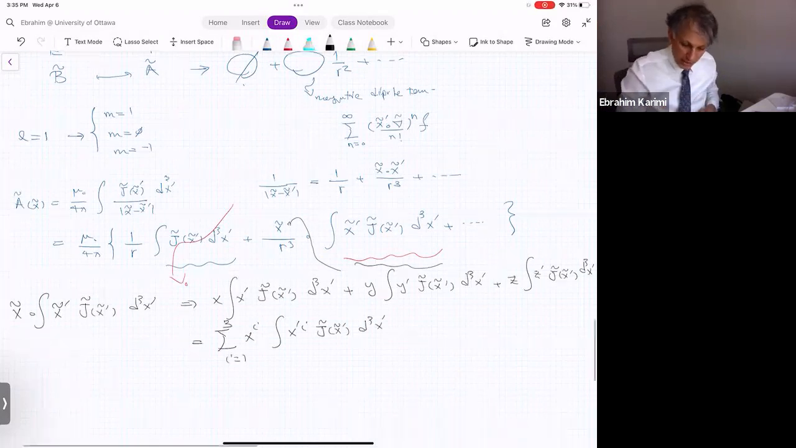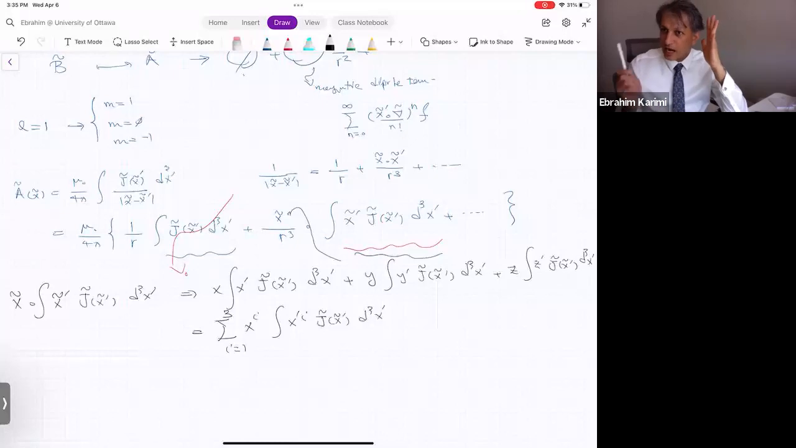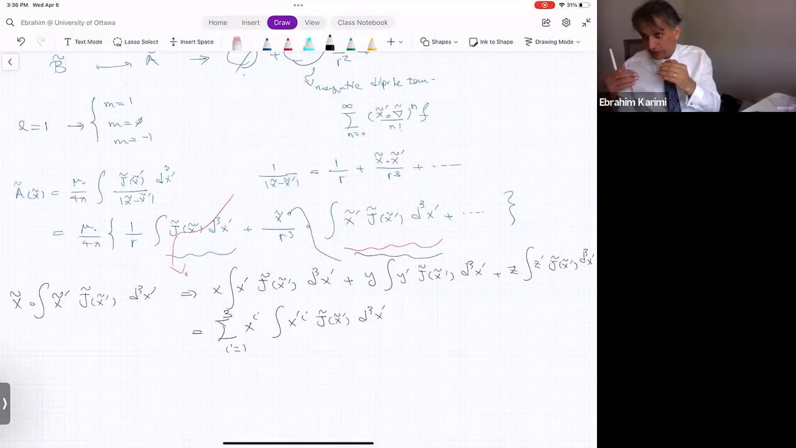So now I am not dealing with the integral of the current density in the entire space. I am dealing with the integral of x_i, which is x prime or y prime or z prime, multiplied by the current density in the entire space. So it seems that I'm looking for a moment of it, another higher expansion of these.